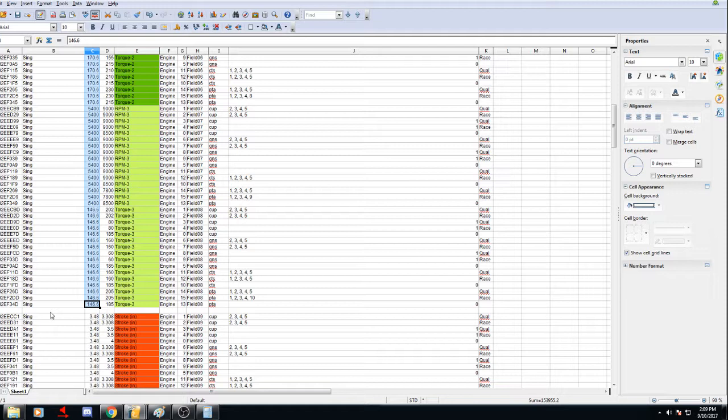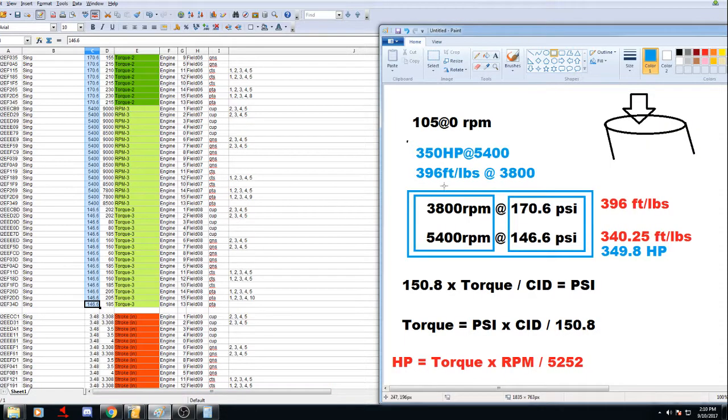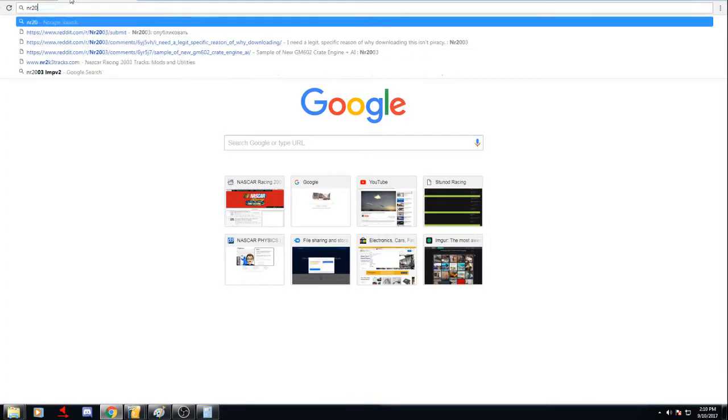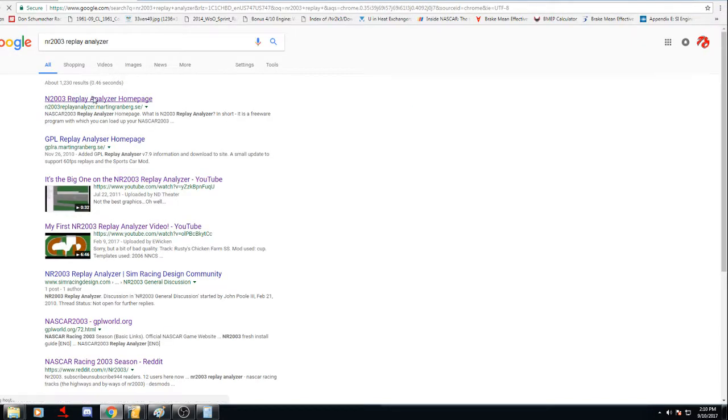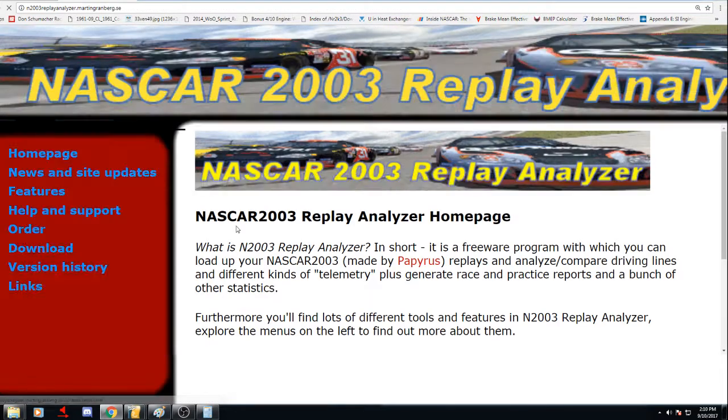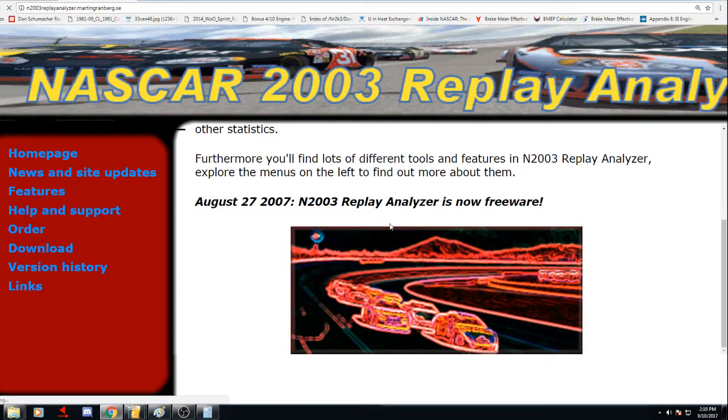Next, money shot. We're going to make an EXE, take it around Urbandale, record telemetry, and see how much of that power, supposed to be 350 and 396, we're actually delivering to the rear wheels of the car in different gears. But that video is going to come next. Basically, we made an engine, we're going to go drive it, and we're going to see what the engine is putting out using Replay Analyzer. Before I go, just type in on Google NR2003 Replay Analyzer, and the very first website will take you to this magnificent download page where you can get the free tool and use it yourselves.